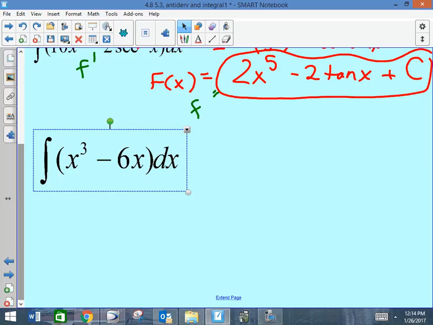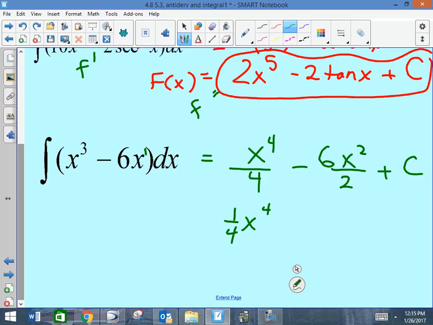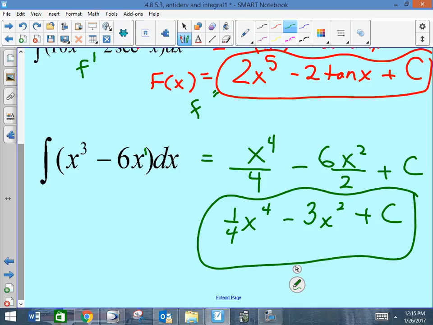Okay, so we're taking x, adding a 1 to that, that's 4, and dividing by that 4. The 6 is hanging on, we're adding a 1 to that current 1 and dividing by that number. You can leave that, or you can write it like this, either way is okay, whatever you prefer. I just do this, but some people would prefer that. And there's your answer. Okay?